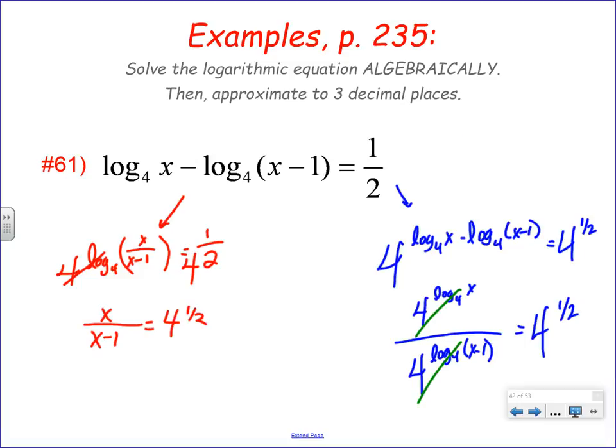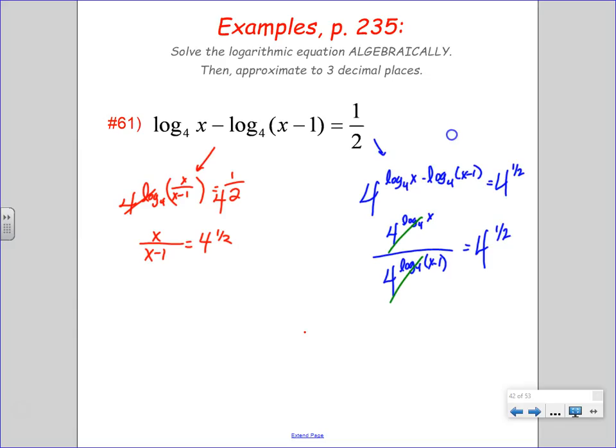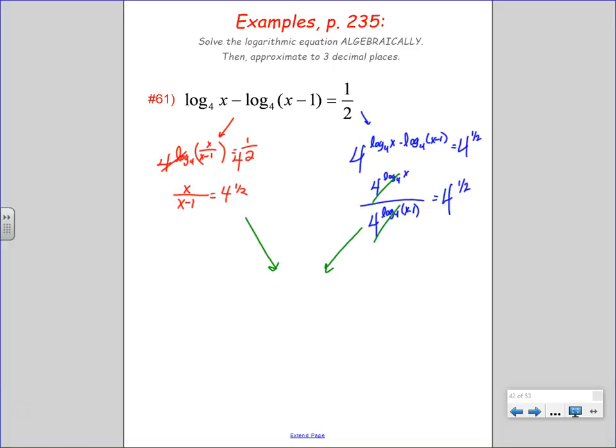Okay, well, here's the struggle. Two different approaches led us straight back to one single way of solving. So how do we finish this off? 4 to the 1/2 is 2. How'd you do that? 1/2 power is a square root. So square root of 4, right? So I can have x over x minus 1 equals the square root of 4, which is 2. How do I solve x over x minus 1 equals 2?